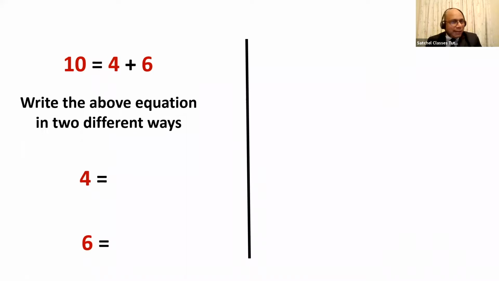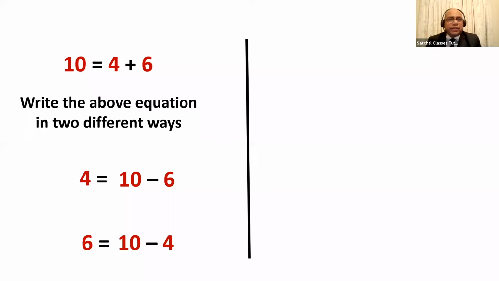Okay, let's take one more example. If 10 equals 4 plus 6, how can you write the above equation in two different ways? One in terms of 4 and the other in terms of 6. So without changing the relationship between 10, 4, and 6, which in this case is addition, how can I write 4 in terms of 10 and 6? 4 equals 10 minus 6 and 6 equals 10 minus 4. That's as simple as that.